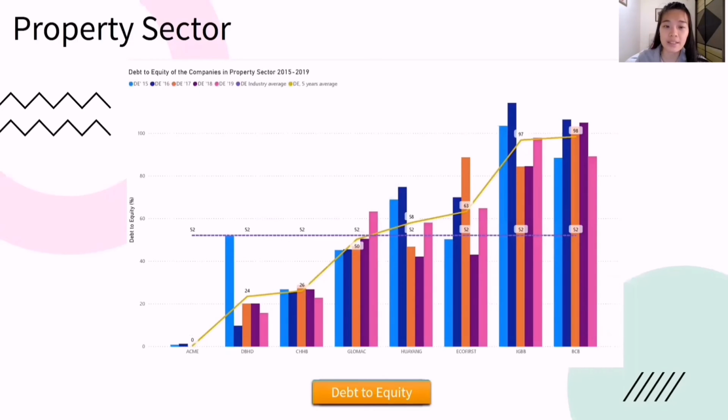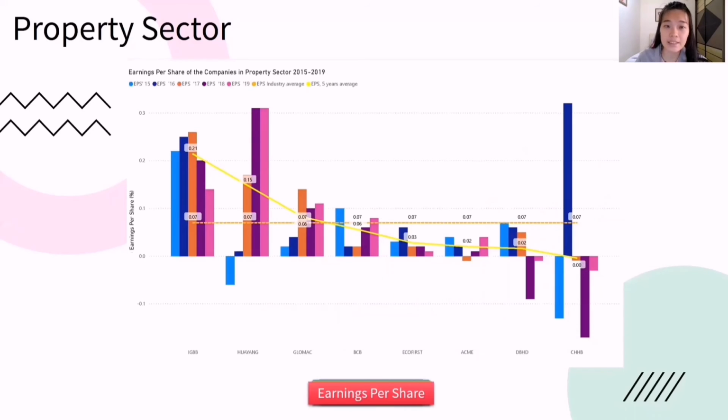Debt to equity in the property sector is 52%, so 0.52. Womack and Huayang have a closer relation to the industry average, at 0.5 and 0.58. It's considered safe, while SCME has a lower ratio of debt to equity, which means that the company is overly relying on equity to finance its business, which can be costly and inefficient. Moreover, the industry average of earnings per share for the property sector is 0.07, and IGBB has the highest earnings per share, which is 0.21.